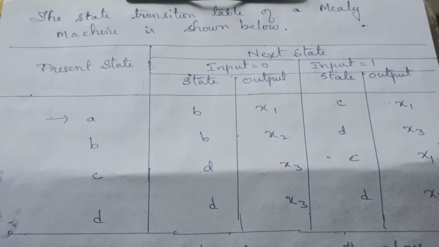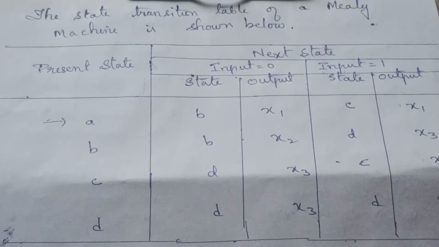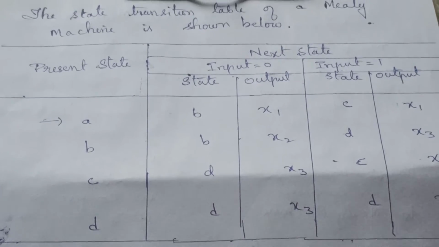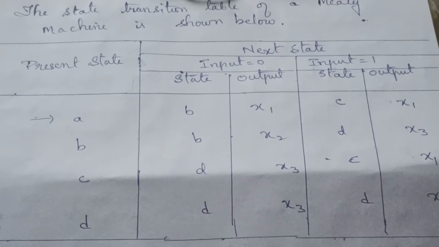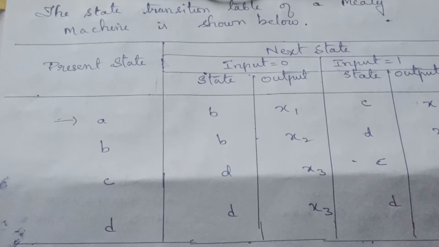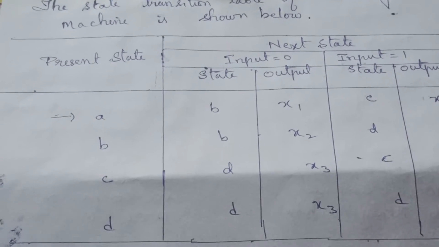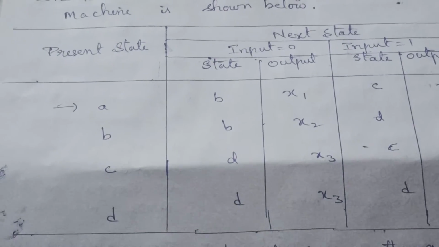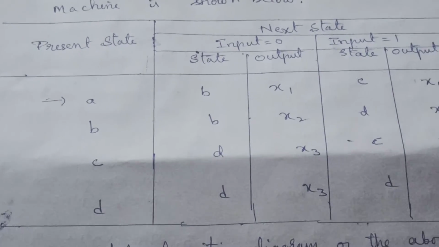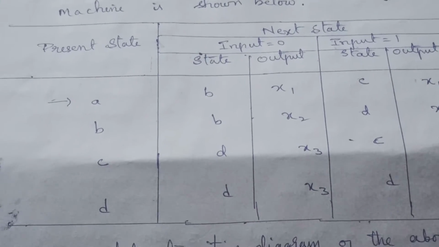This is the state transition table for a Mealy machine, where you have the present state, next state. In next state you have input equal to 0. In that you have state and output. Input equal to 1, state and output. Why? Because here the Mealy machine depends on the state as well as the input. So on present state A and input 0, the state is changing to B and output is x1, and on input 1, the state is changing to C and output is x1.